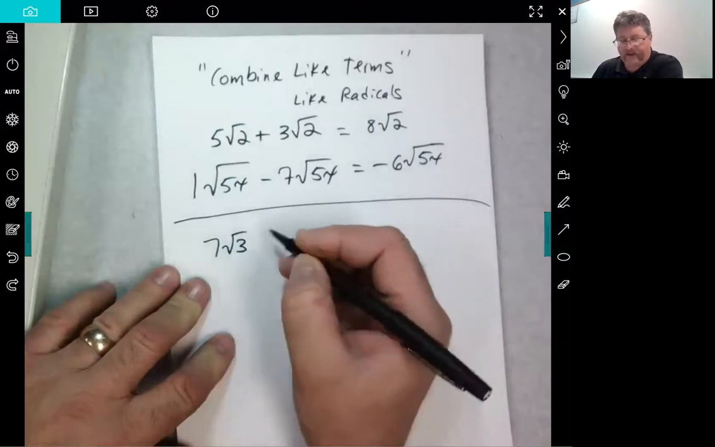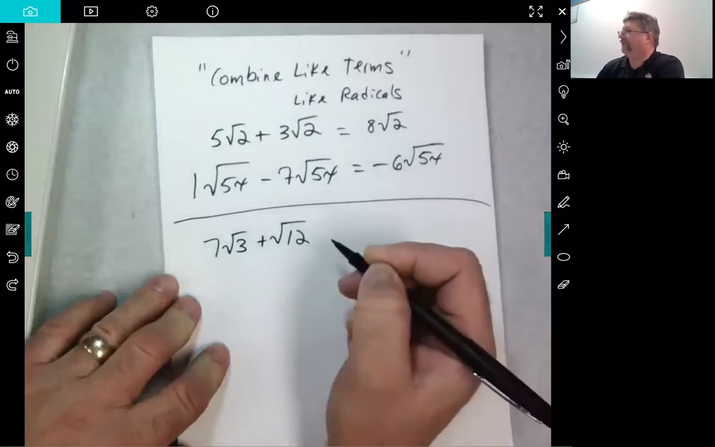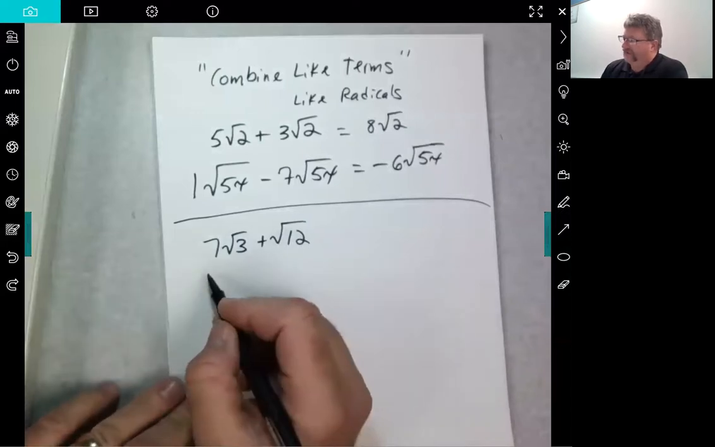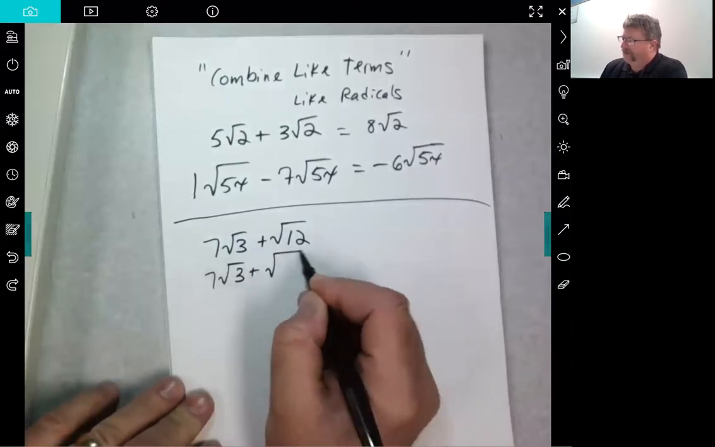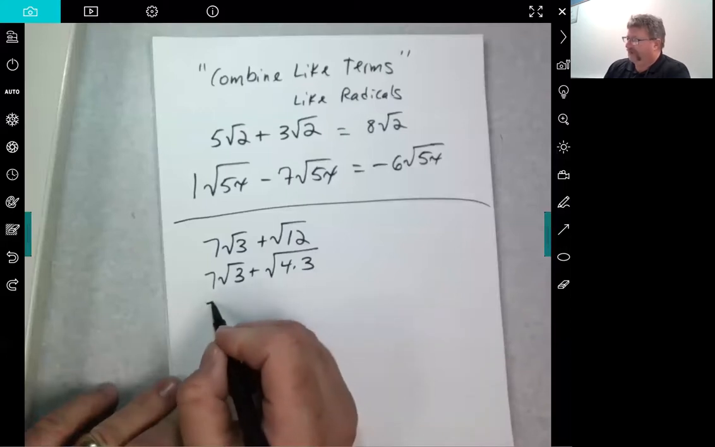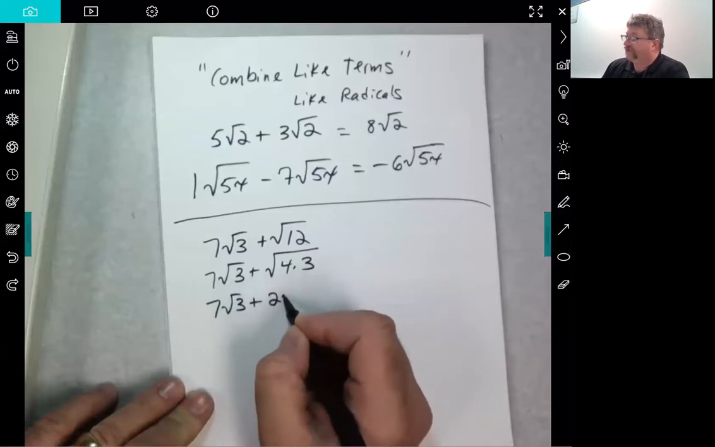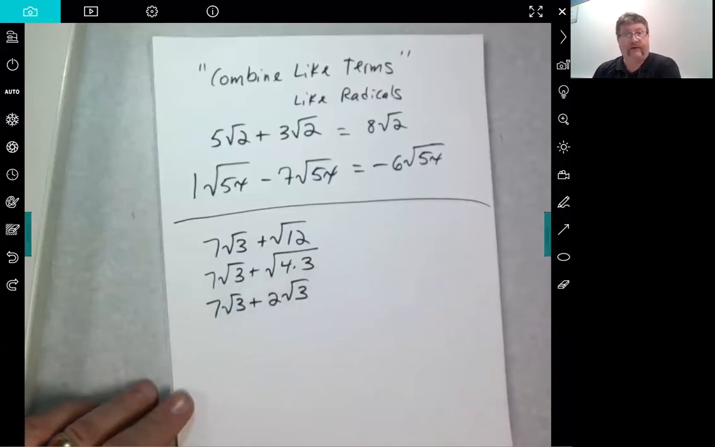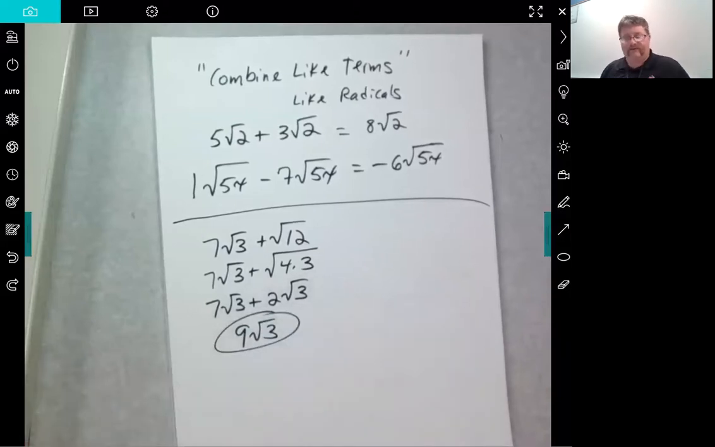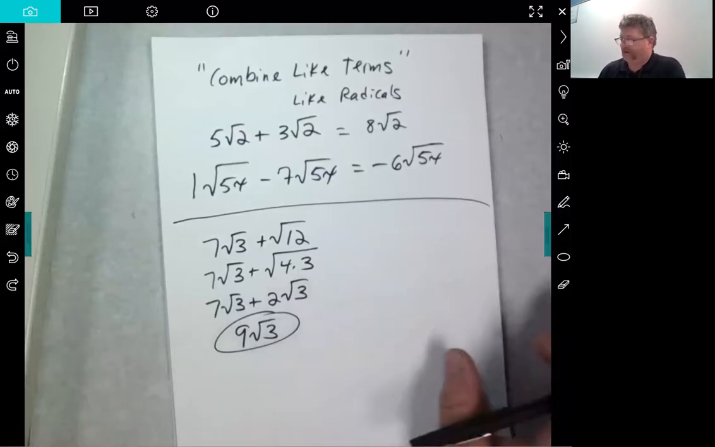What about this one? 7 radical 3 plus radical 12. Now, at first glance, we would say, oh, those aren't like radicals. I can't add them together. Not so fast. That radical 12 is not simplified, is it? 4 times 3 is 12, right? And we know that 4 can be extracted out of there in the form of a square root, so it's going to be a 2 out front. So 7 radical 3 plus 2 radical 3, they actually were like radicals, weren't they? That's going to be 9 radical 3. So we always got to watch out for that. If you don't have a simplified expression, you might have like radicals and not even realize it, okay?